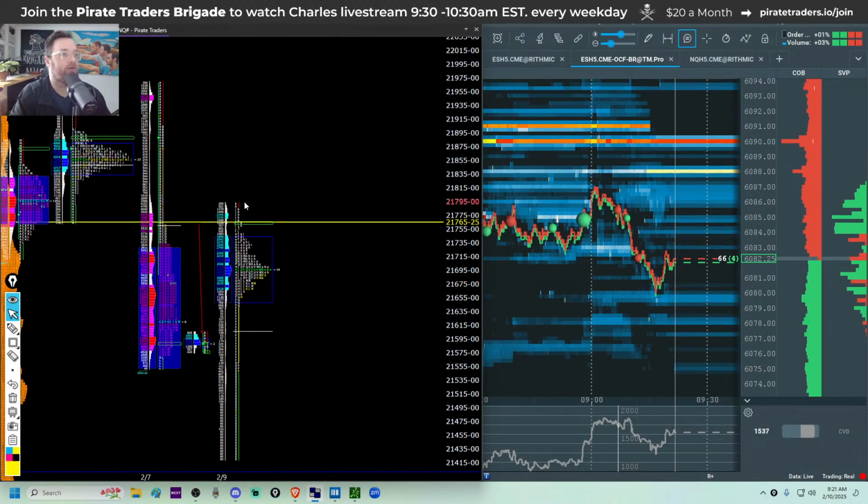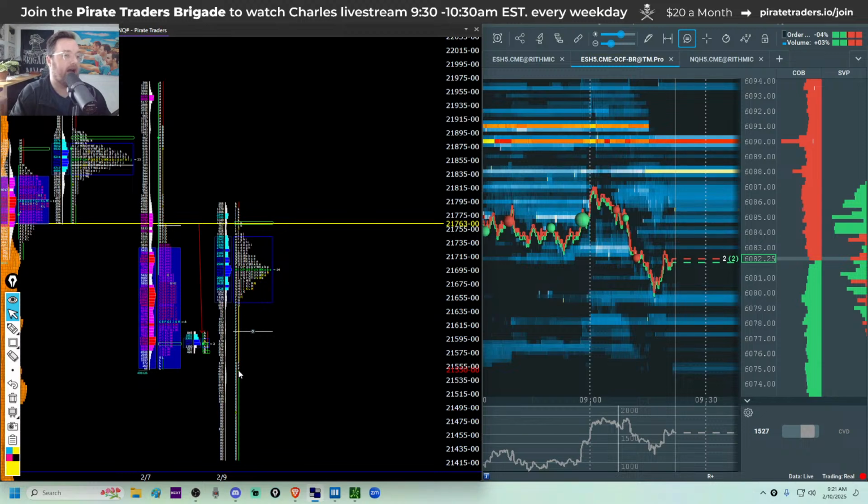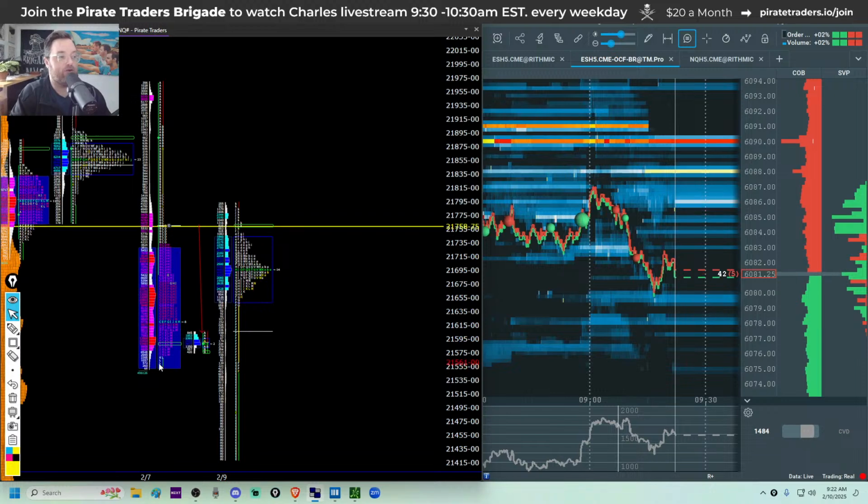So chop zone between 21,795 and 21,660. Okay, that's your chop zone where your uncertainty is. If you break 660 and you get new selling, the first target to the downside is the backfilling of the single prints. Or sorry, actually it's Friday's low at 21,550. And then if you get new selling there, the target is the overnight low, 21,428.